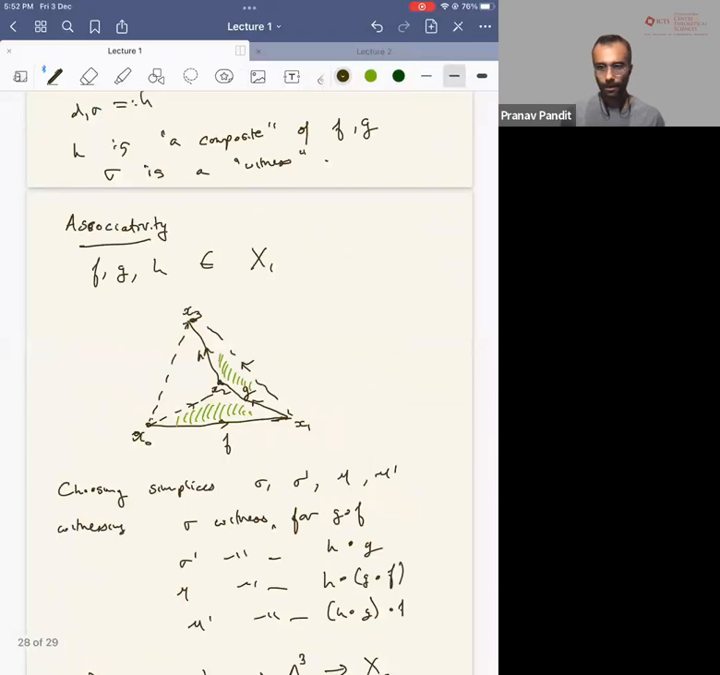Right. So I first fill out the bottom triangle that gives me F composed with G, gives me one definition of F composed with G. Then I fill out the leftmost triangle that gives me a definition of H composed F composed G. Now I simultaneously fill out the third triangle on the right, which gives me a definition of H composed with G. And by the horn filling condition, I can now fill out the whole 3 simplex.